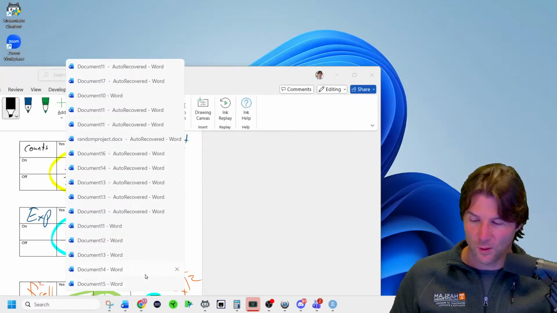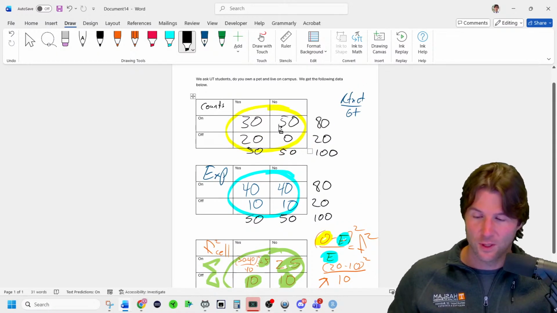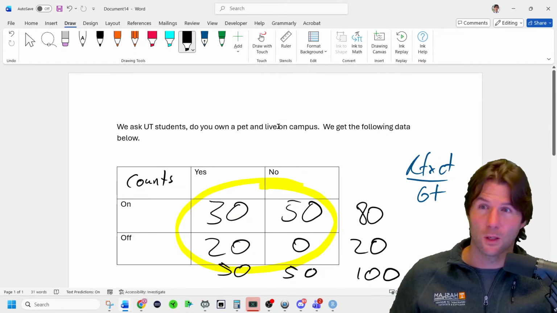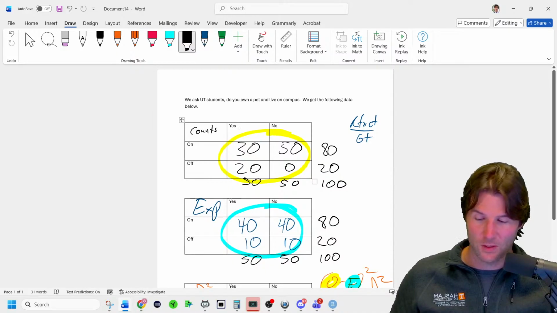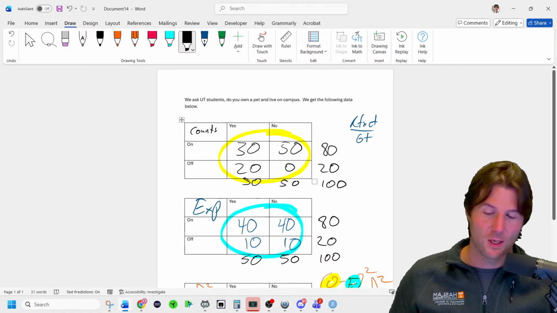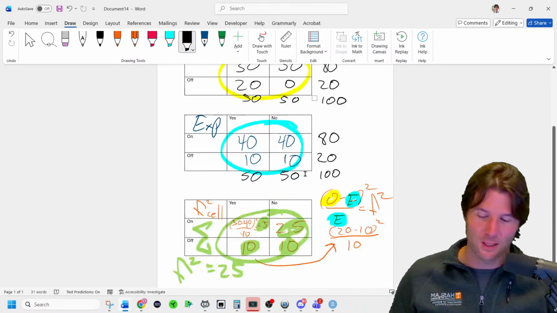And we did a full example right here in class where we tested whether there is an association between living on campus and owning a pet. We had the counts: 30 people on campus own a pet, 20 people off campus own a pet, 50 people on campus do not own a pet, and off campus 0 people. Weird numbers, but we did it. Then we did the expecteds and all these things.